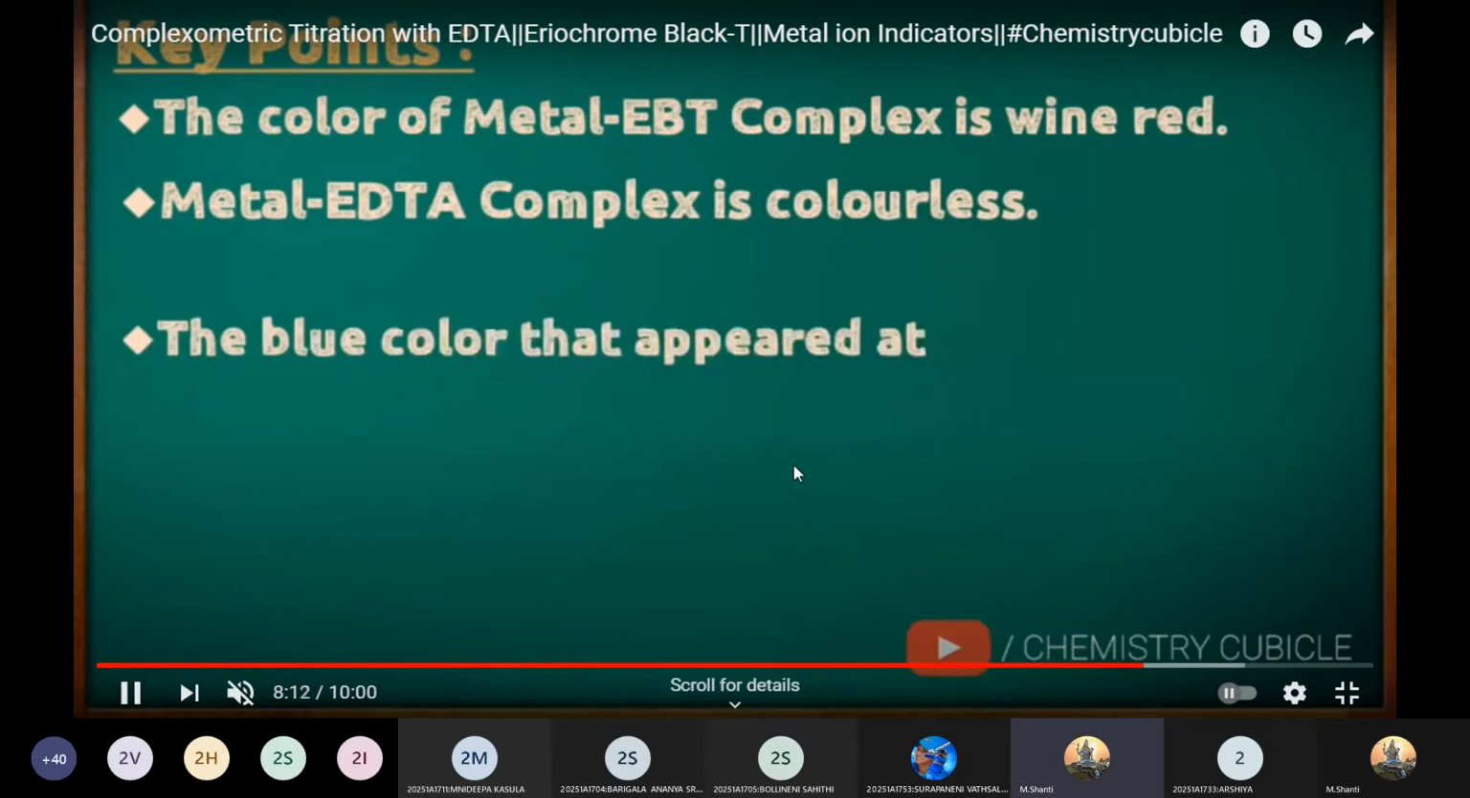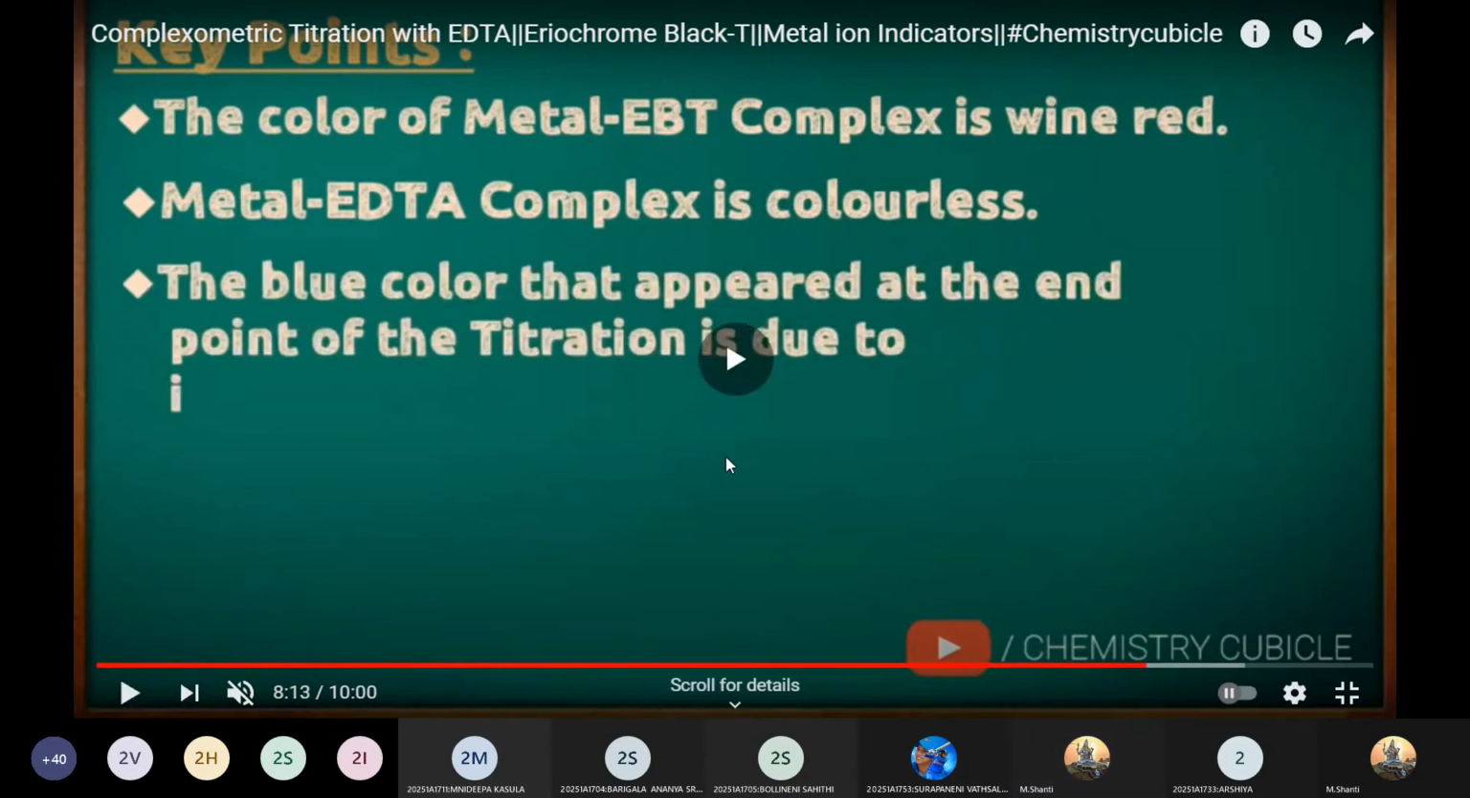These are the important points. Color of metal EBT is wine red. Metal EDTA is colorless. Blue color is because of the free indicator.